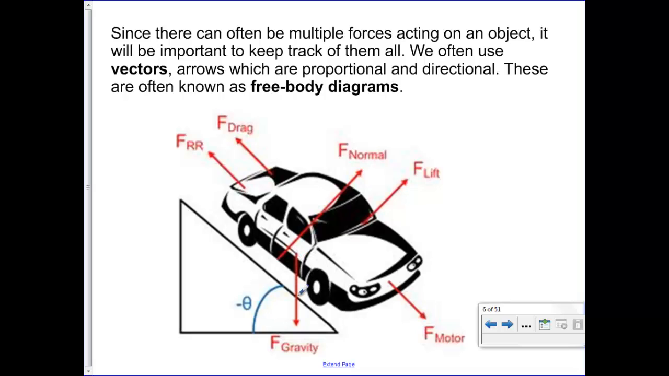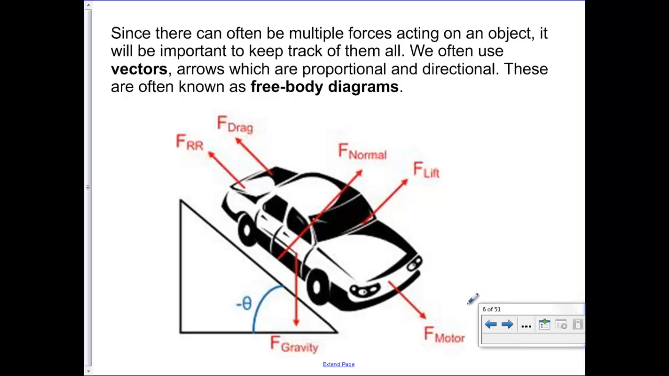Even here, there's an arrow pointing for gravity. Hopefully that makes sense as a force. We'll talk about normal force a little later. Lift force, I'm imagining, is probably like air that's getting underneath a little bit, kind of like what makes an airplane have lift. We don't really focus on lift in this course. I have no idea what RR was supposed to mean, but I have a feeling that's what they were going for with drag.